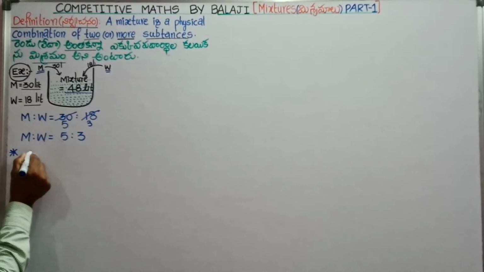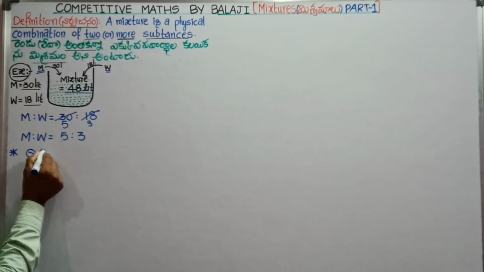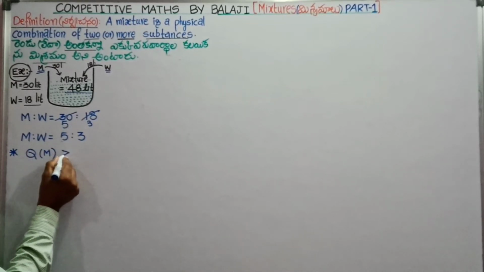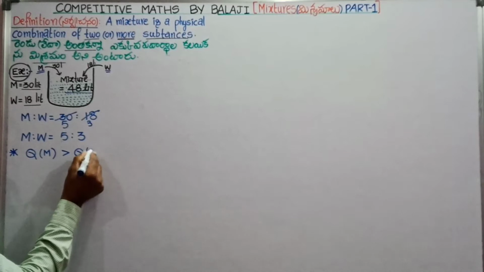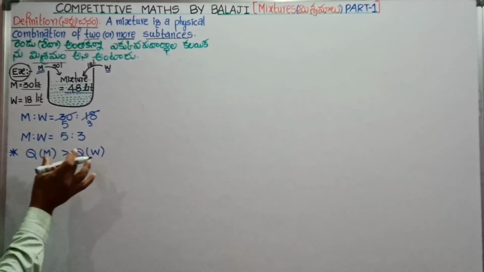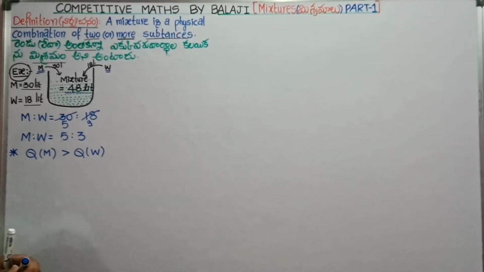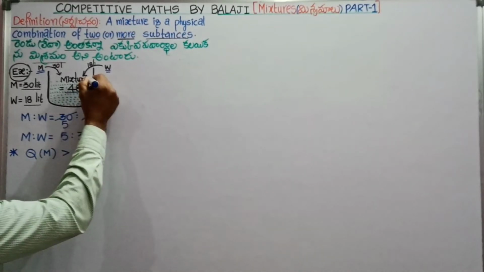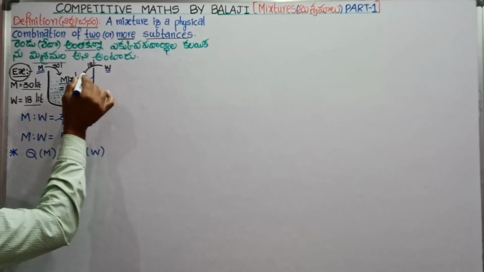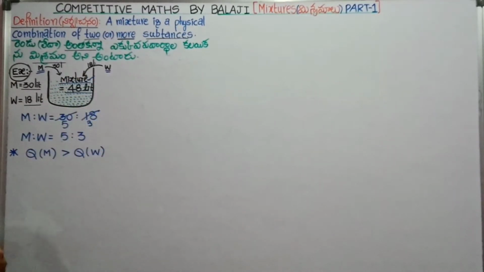Clearly, the quantity of milk is greater than the quantity of water. So we say that the mixture is concentrated. That is, the mixture or solution has a concentration. Let us see what concentration is.